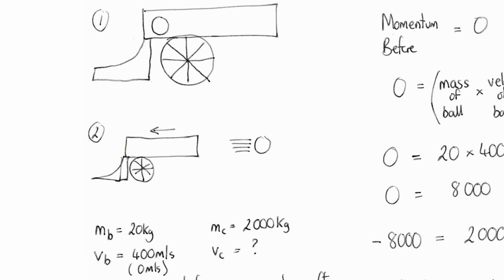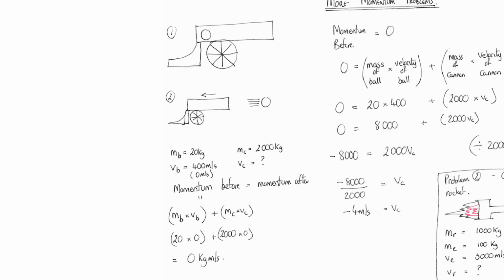So for this, we need to start using the physics equations that we had before. The momentum before equals the momentum after. Let's look at the momentum before, that's before the cannonball's been fired. The mass of the ball is 20 kilograms. The velocity of the ball is 0. So 20 times 0 is 0. The mass of the cannon was 2,000, and the velocity of the cannon before it fired was 0. So 2,000 lots of 0 is 0. So the total momentum before was 0 kilograms meters per second.